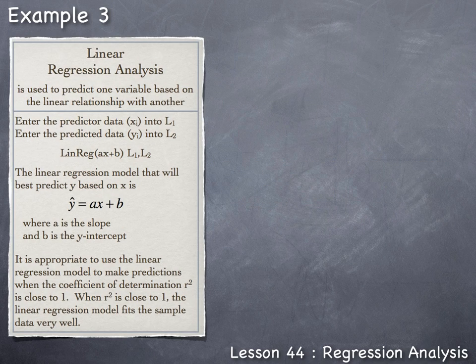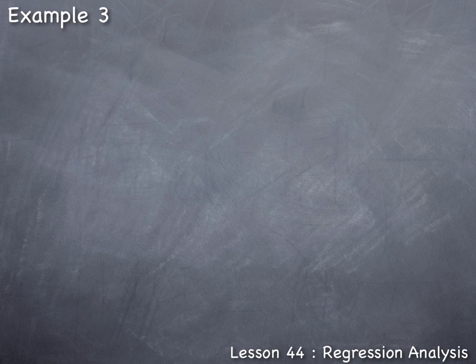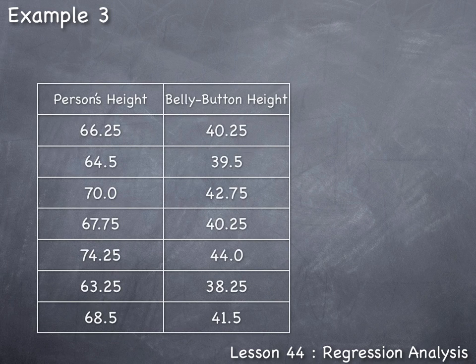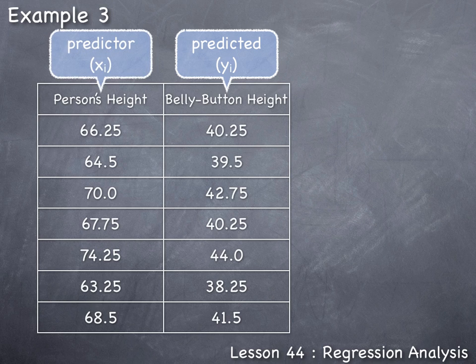Now, referring to the guide which indicates the steps we follow when conducting a regression analysis, we see that in order to use the TI-84 calculator to calculate the linear regression model, we first need to enter the predictor or x data into list 1. And then we need to enter the predicted data, the y variable, into list 2. In this example, we'll be predicting the location of a person's belly button. So in this case, the predicted variable y is the belly button height, and this will be entered into list 2. We are going to base this prediction on the person's height. So the predictor variable, x, is the person's height, and this will be entered into list 1.